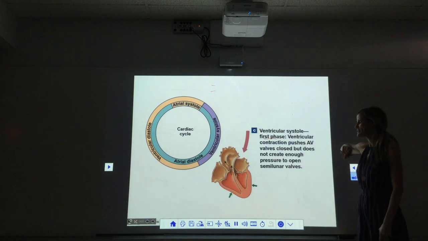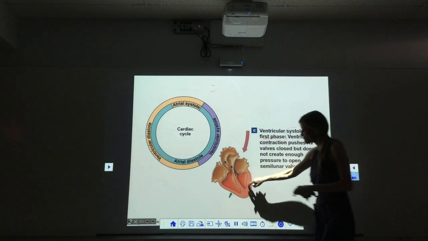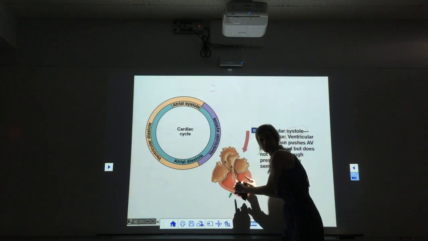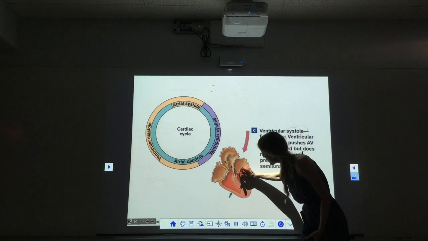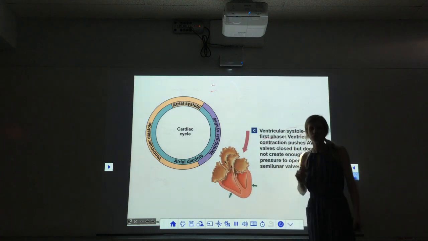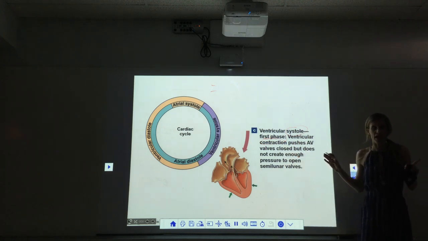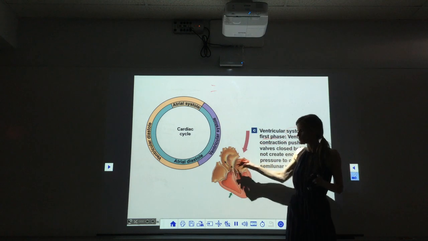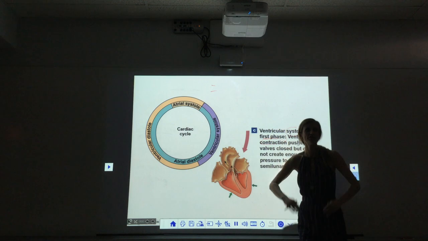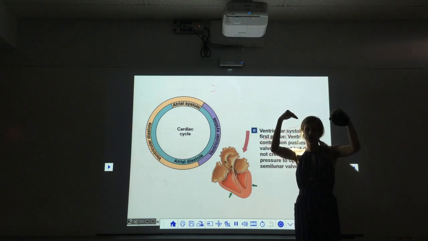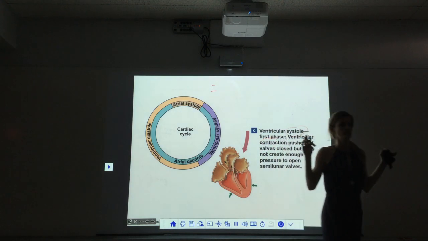During the first phase of ventricular systole, or contraction, the ventricles start to squeeze. And when they start to create pressure, they're going to push these AV valves closed. So that's what happens in the early phase. They're not actually ejecting blood yet. If you notice here, the blood hasn't actually left yet. During the early phase, they start to contract, and it's enough pressure to snap those AV valves shut. So at that point, all four of the valves are closed.